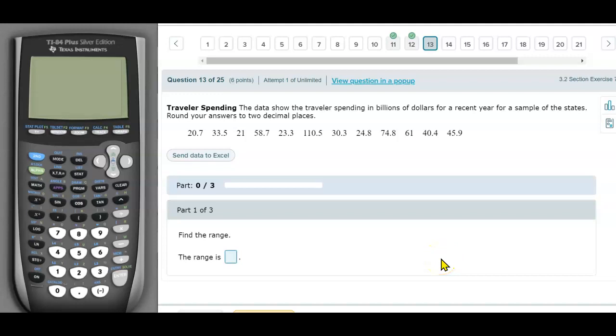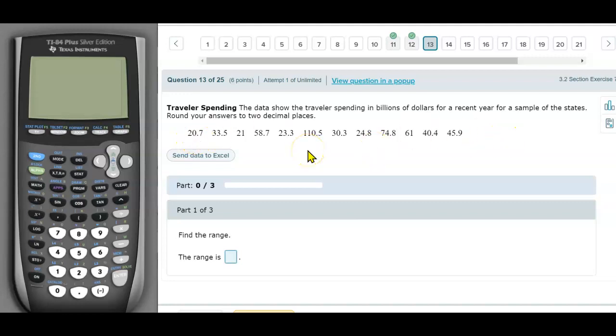All right, question number 13. So again, this is a three-part question. The first part is to find the range. We have a set of numbers, regardless of what the numbers are, and we want to figure out the range of these numbers.